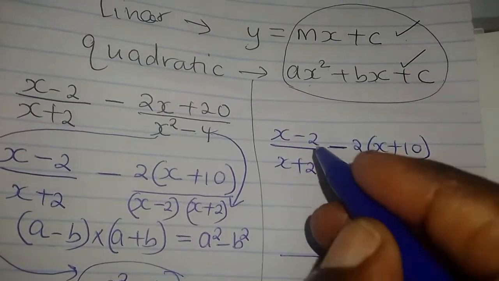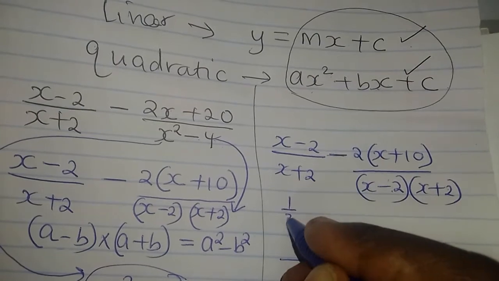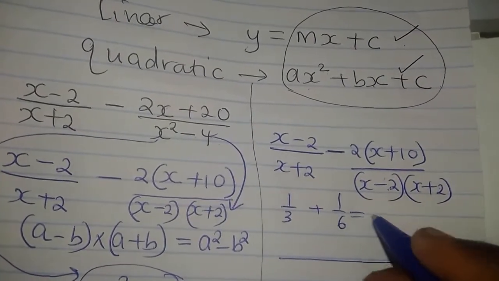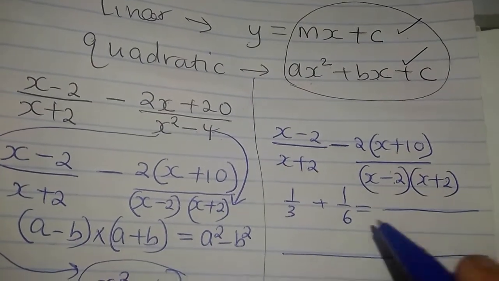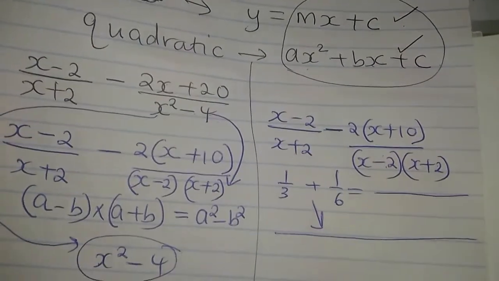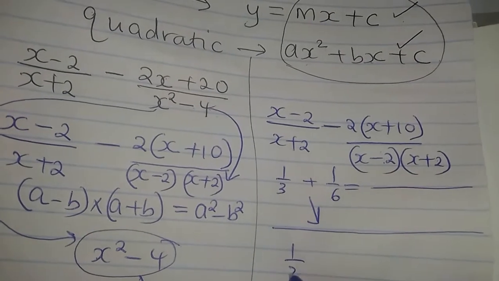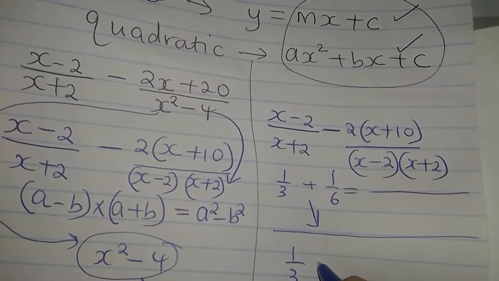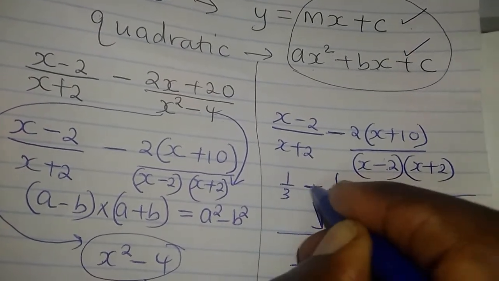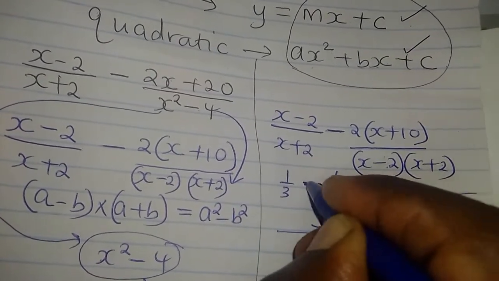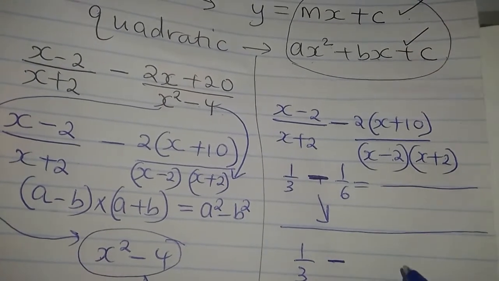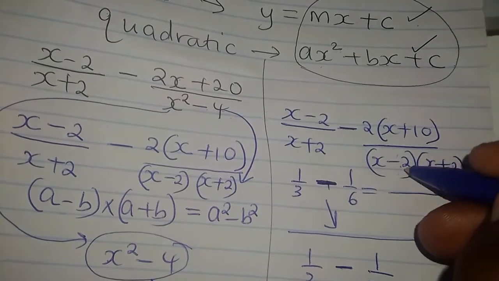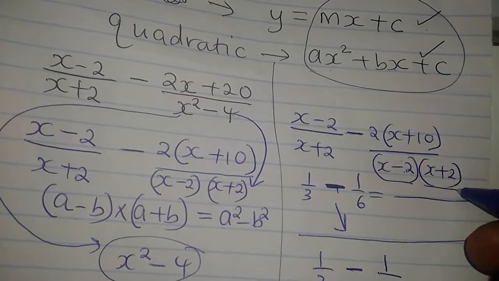You may have something, let me just use an example like 1 over 3, then plus 1 over 6. Then I have to look for the LCM. So that you can understand what I'm trying to say, 1 over 3, then I say plus or minus, either can work. I can use minus for the sake of uniformity. So I'm going to say 1 over 3 minus 1 over 2 times 3. Look at that. x minus 2, x plus 2.